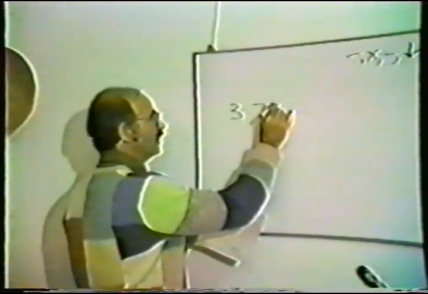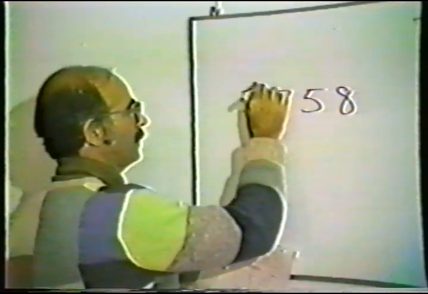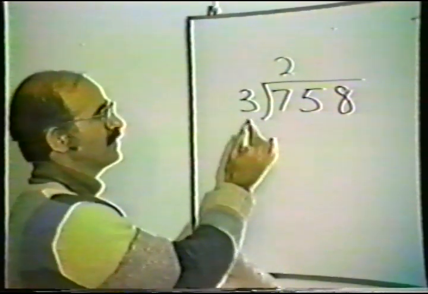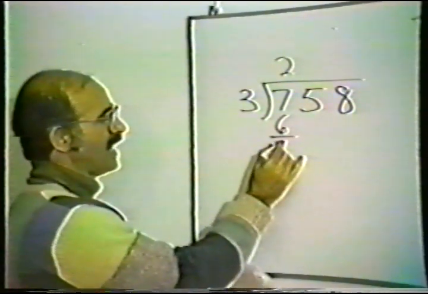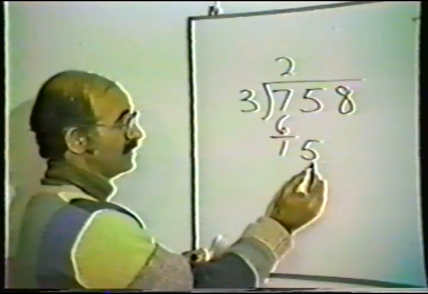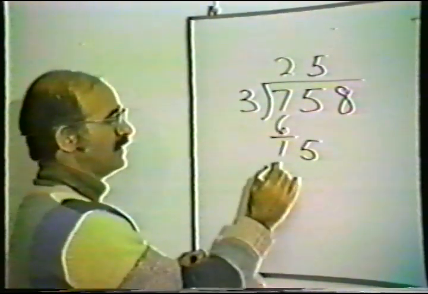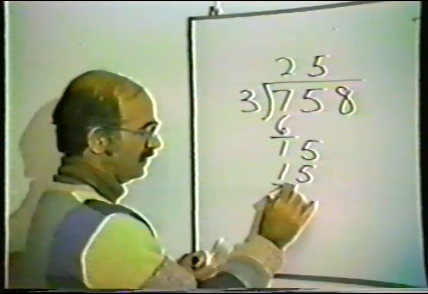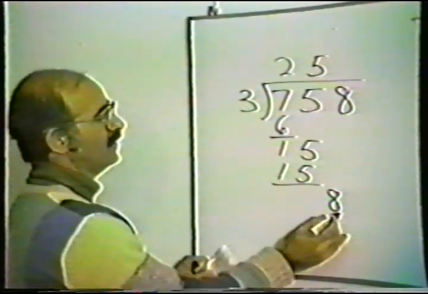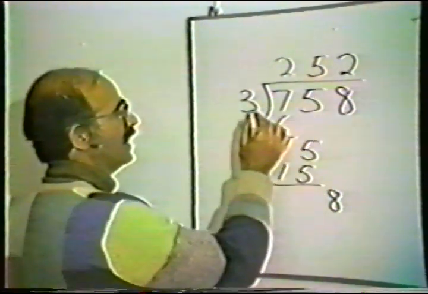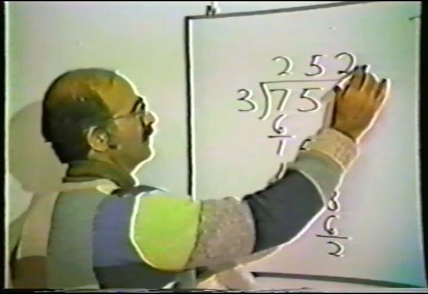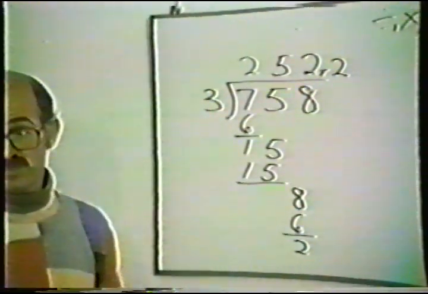3 into 758. 3 into 7 goes? 2 times. 2 times 3 is? 6. Subtract, get? 1. Bring down the 5. 3 into 15 goes? 5. 5 times 3 is? 15. Subtract, get? 0. Bring down the 8. 3 into 8 goes? 2 times. 2 times 3 is? 6. Subtract, get? 2. Remainder 2. And that's the way that one's supposed to be done.